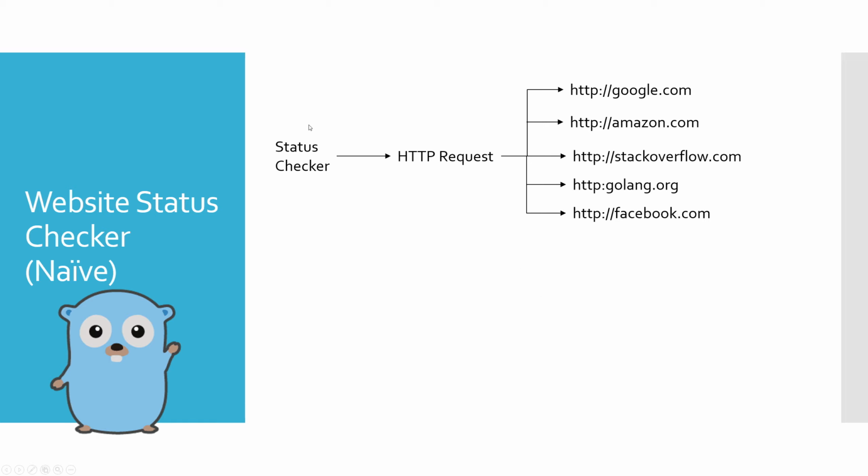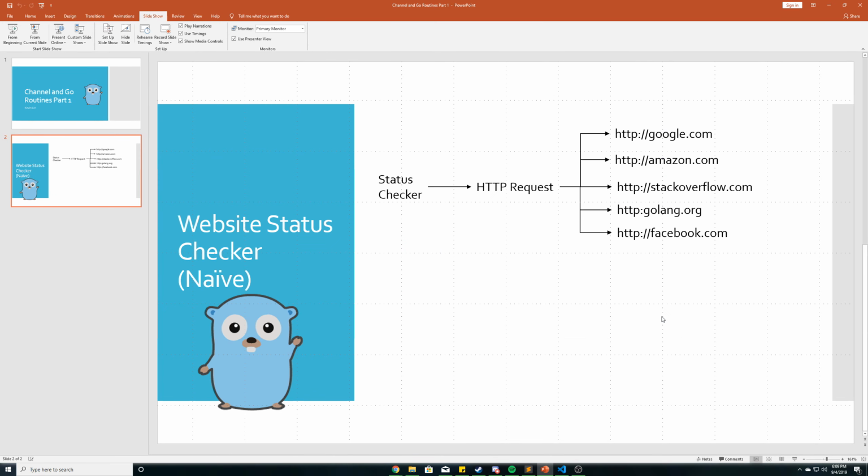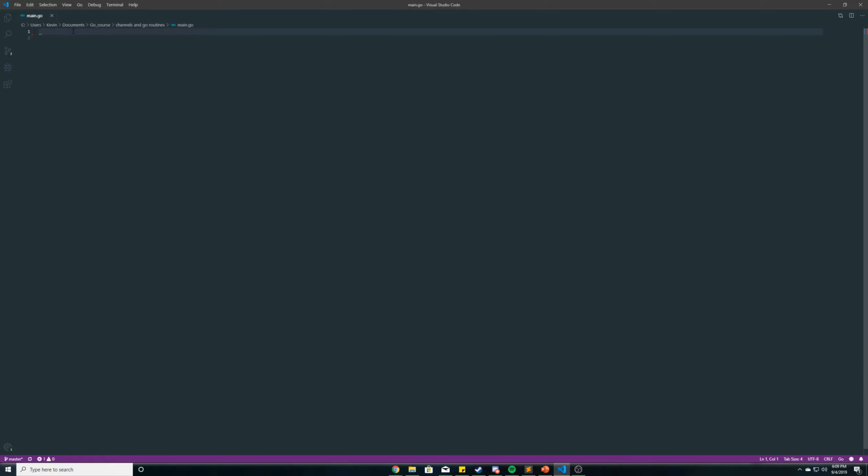So we're first going to write a naive implementation for this, and then in the next part we are going to talk about the issues and how we can resolve them using Go channels and Go routines. So let's flip on over to Visual Studio Code and create a new main.go file, which I have already done. And now we will start our implementation. I'm just going to code everything out first and then we'll talk about it.